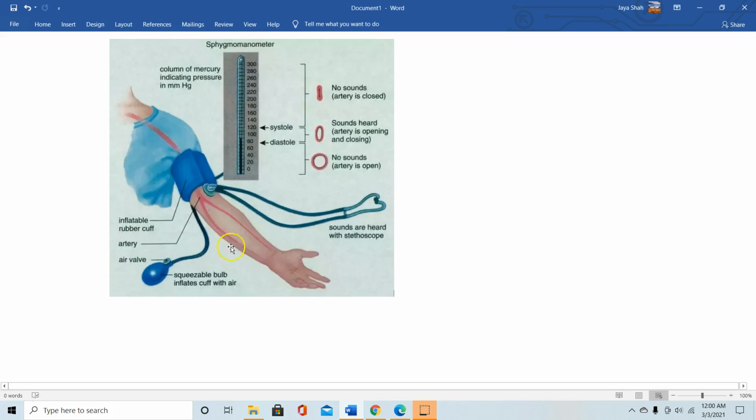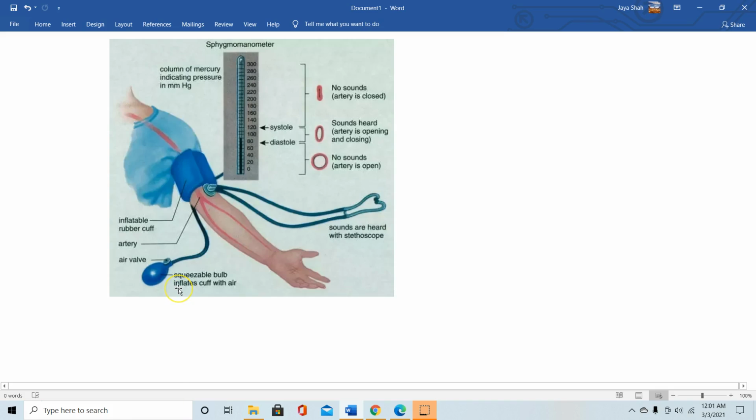Here, this is the inflatable cuff and the tube hose with a squeezable bulb and the column of mercury indicating pressure in millimeters. These all together are called the sphygmomanometer. You see, a sphygmomanometer. This is a stethoscope. The stethoscope has an earpiece, and here is a diaphragm and the bell, and this is the hose which is connecting here. So you have a microphone inside this structure.